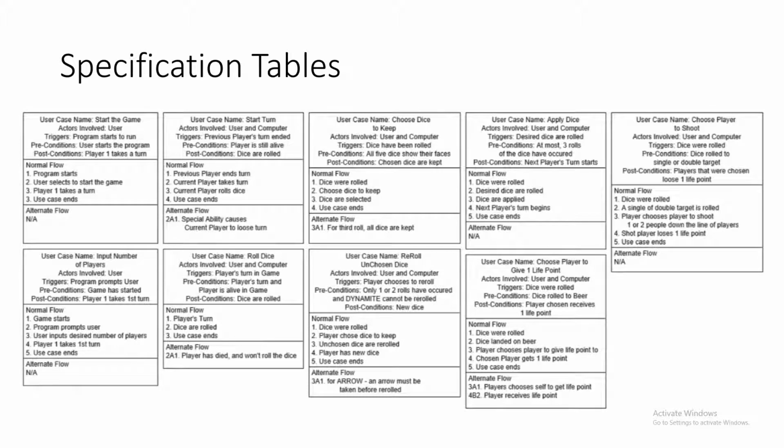And then here are the specification tables for the use case diagram. It lists the triggers and conditions of what causes the choices to be made, and of course the flow of how the program interprets what's being chosen and how it flows.